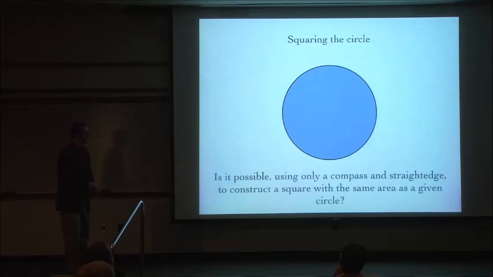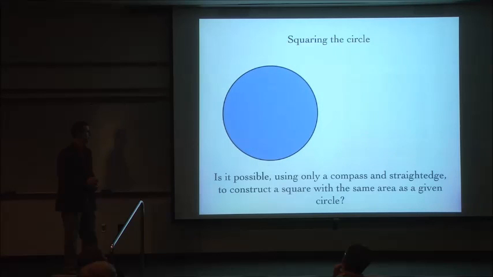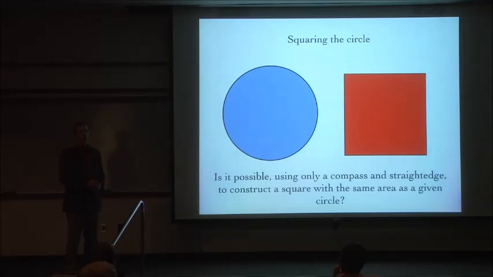Probably the most famous is the problem of squaring the circle. And so we'll articulate the problem this way. Is it possible, using only a compass and straight edge, to construct a square that has the same area as a given circle? So if I handed you this circle, and let's say I even told you where the center of this circle was, and I gave you a compass and straight edge, could you construct a square that has the same area as this circle? So in this case, it would be that square. Could you construct that square using only a compass and straight edge?